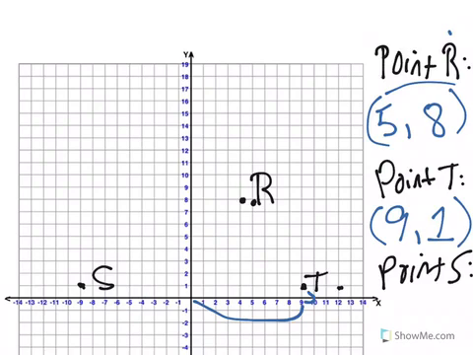So (9, 1). Finally, for point S, if this is our 0, we're going backwards 9. So our first coordinate is negative. But then we go up 1, so our second number is positive. So we have -9 for our first coordinate and +1 for our second coordinate.